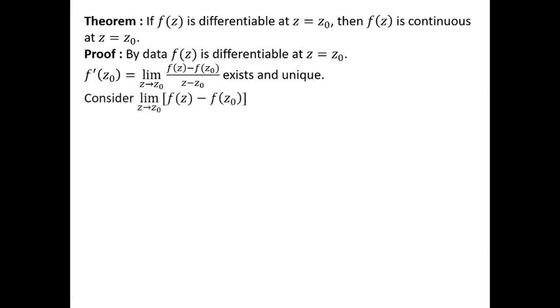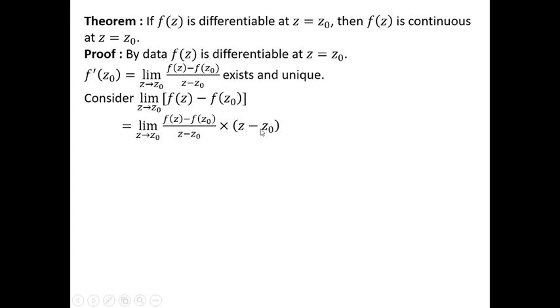Therefore, consider limit z tends to z₀ of f(z) minus f(z₀). In this theorem, we can prove that every differentiable function is continuous. Therefore, first we consider the differentiable function, limit z tends to z₀ of f(z) minus f(z₀). Now we are comparing with the differentiability definition. Here, for this expression, we can multiply and divide by z minus z₀. We get limit z tends to z₀ of (f(z) minus f(z₀)) into (z minus z₀) whole divided by (z minus z₀).